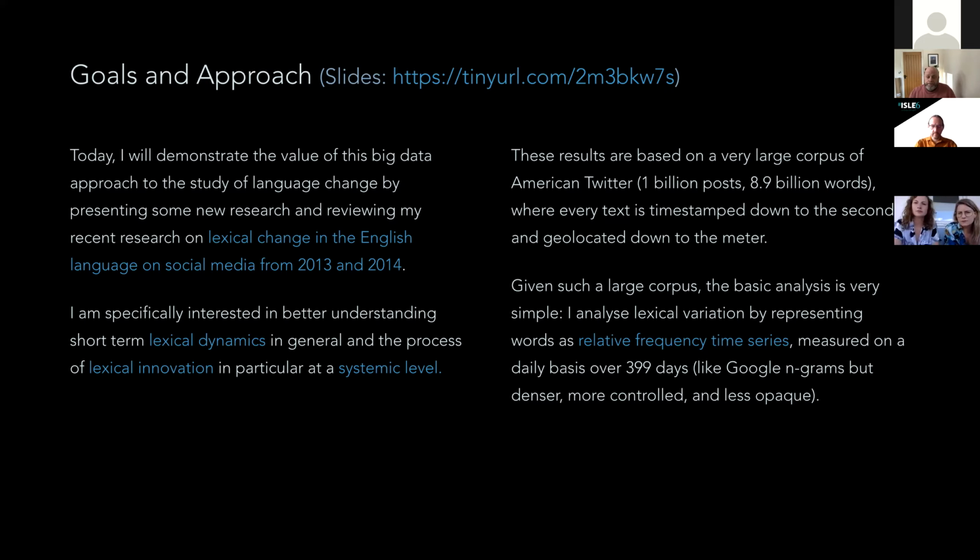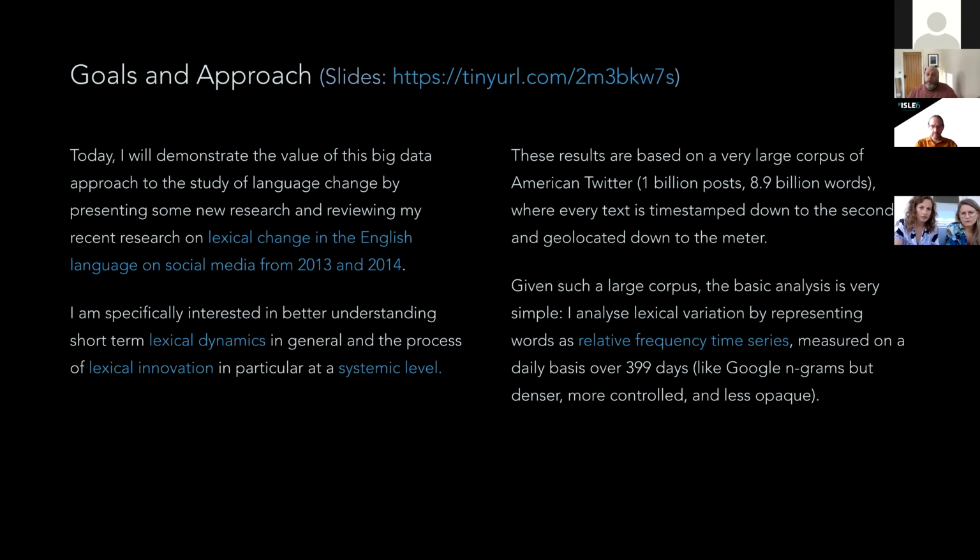And I guess the last point I want to make before we jump into it is that, given such a large corpus, one might think that the methods need to be super complicated. You certainly need some computing power to do this, but the methods themselves don't need to be especially complicated. Everything I'm going to do today is based off of a really simple idea, and that is that we can measure the frequencies of words over time.